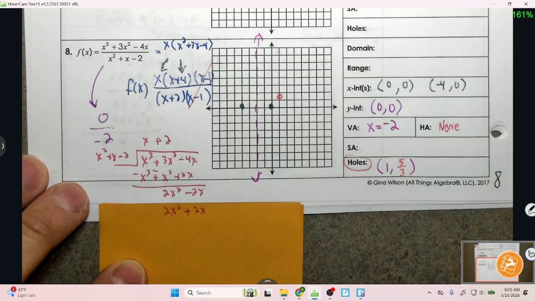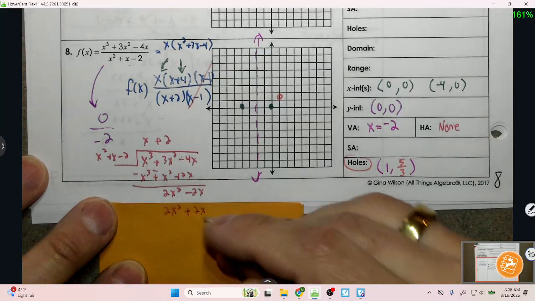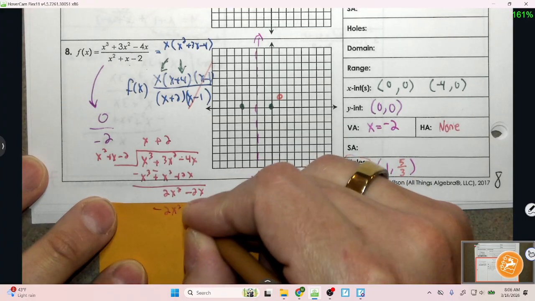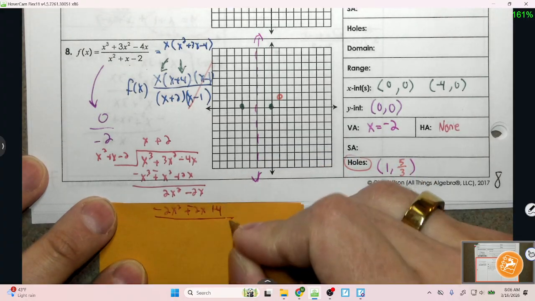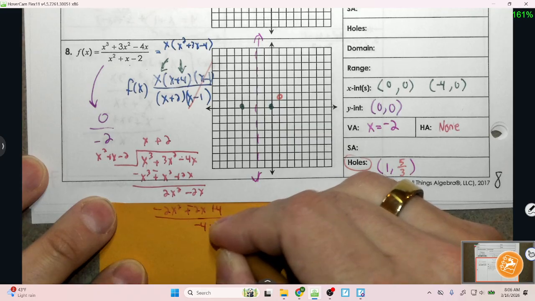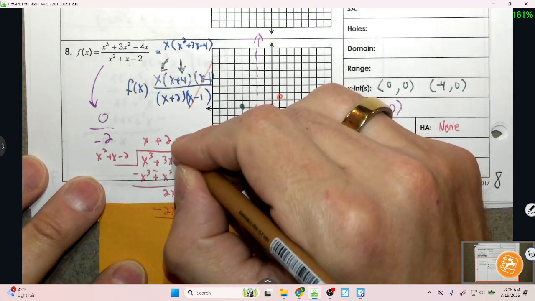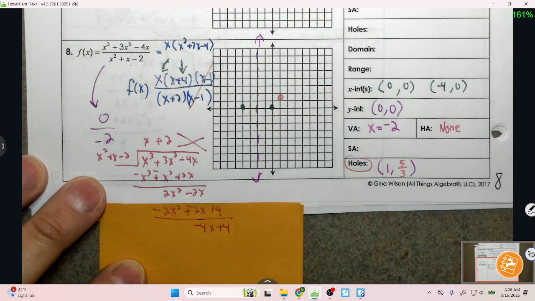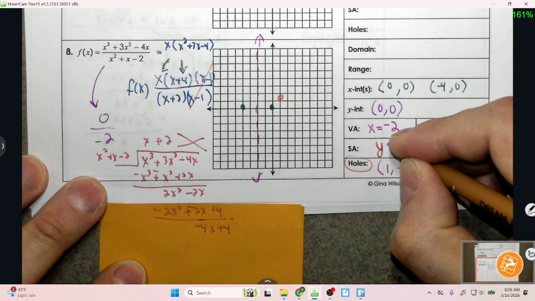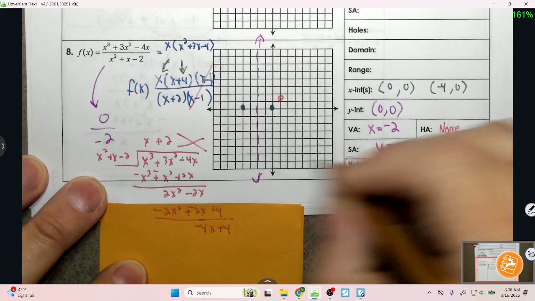2x squared plus 2x minus 4. We're assuming that you know this from the last section. That gives us -4x plus 4. That's our remainder. We don't really care about it. So whatever our remainder is, it's gone. I don't care. The slant asymptote is y equals x plus 2.